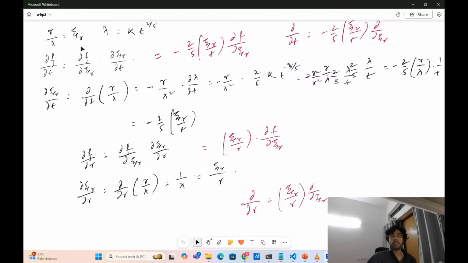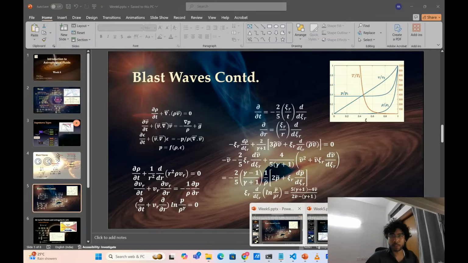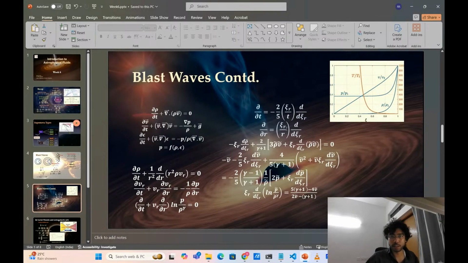Okay, so therefore del r is equivalent to psi r by r del psi r. Okay. So these are the two relations of del t and del r with del psi r. Now let's go back to the slide. So del r is psi r by r del psi r, and del t is what we obtained, and it is like this.